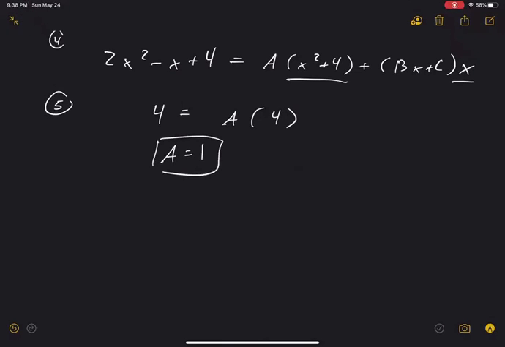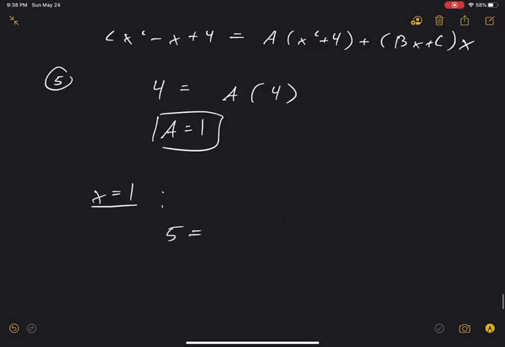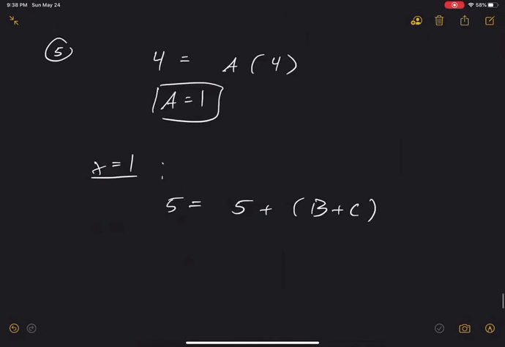But now, as I said, there's nothing I can plug into this to get a cancellation. So now I know what A is, but I still don't know what B and C are. Are there easy values I could plug in? Let's try x equals 1 and see what happens. On the left side, I would get 5. On the right side, I would get 5 plus B plus C times 1. So now I have 5 equals 5 plus B plus C, or 0 equals B plus C.